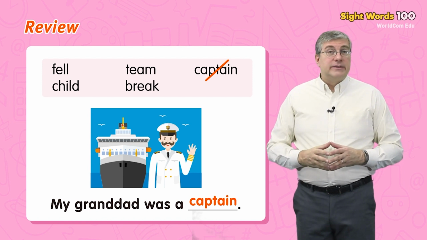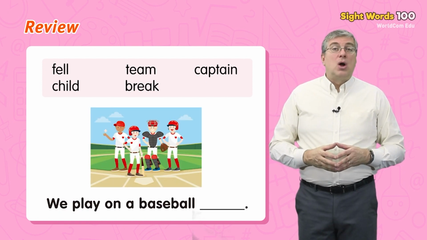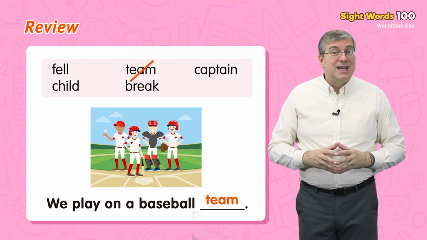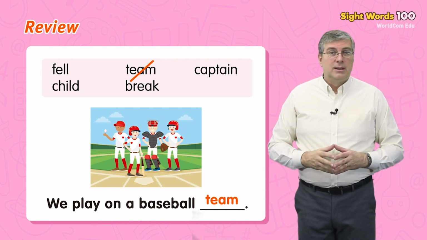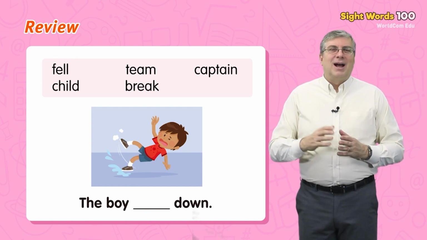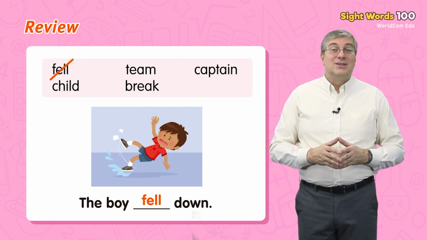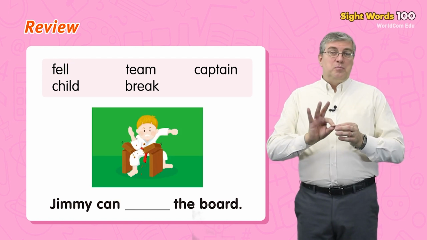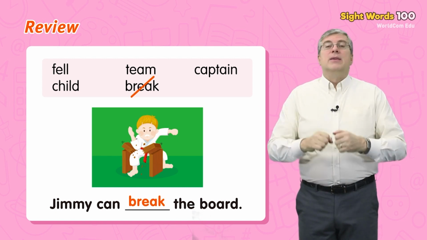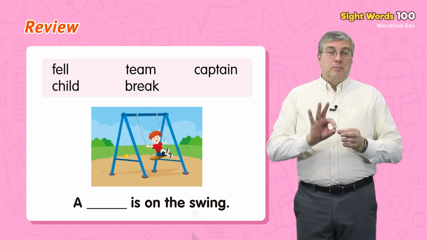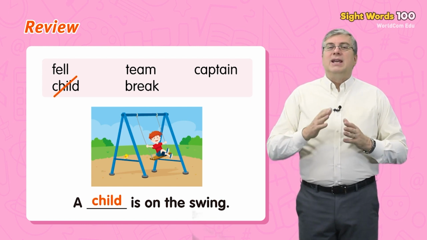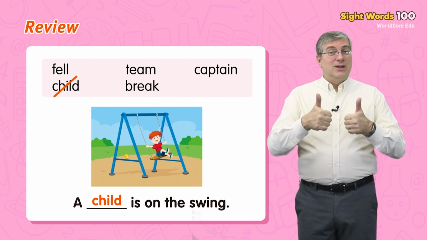Okay, good. Next, we play on a baseball beep. We play on a baseball team. Okay, good. Next one. The boy beep down. Oh, no. Okay, what is it? The boy fell down. That's right. Good. Next one. Jimmy can beep the board. Jimmy can break the board. Okay, last one. A beep is on the swing. A child is on the swing. Okay, very good.